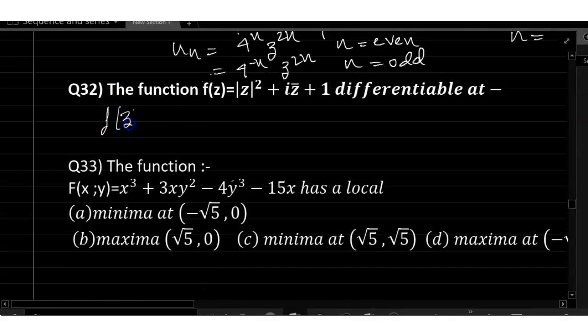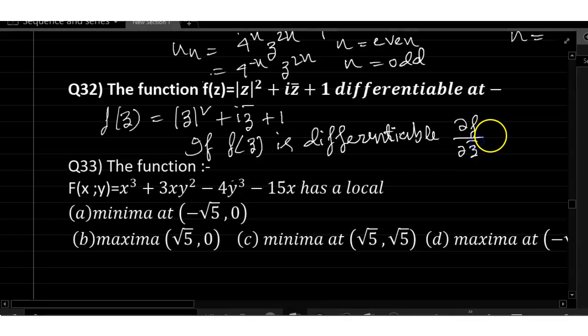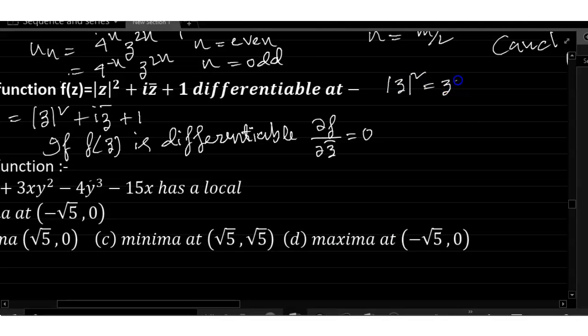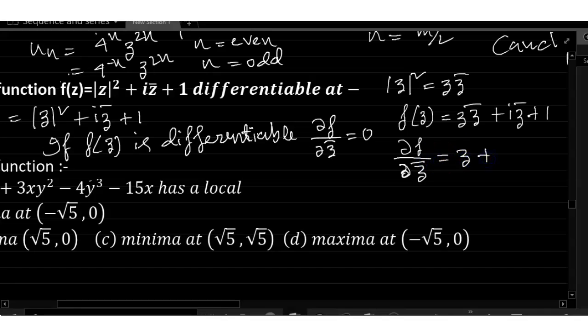Next friends, if f of z is equal to mod z whole square plus i z bar plus 1. If f is differentiable, then del f by del z bar equals 0. Now mod of z whole square is equal to z into z bar. So f of z equals z z bar plus i z bar plus 1, and del f by del z bar equals z plus i, equals 0. So z equals minus i. So the answer is minus i.